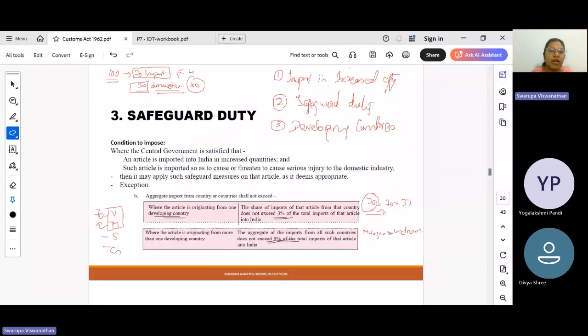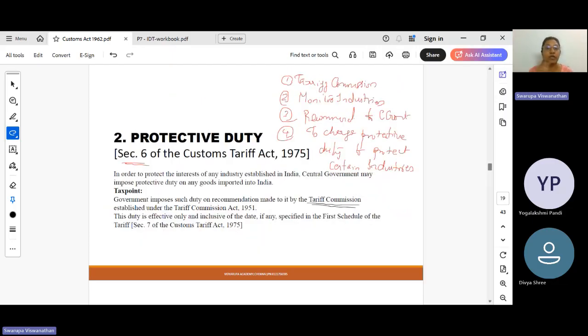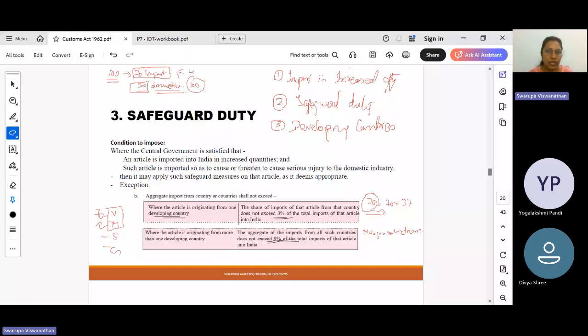Next, we have safeguard duty. Safeguard duty, when the central government is satisfied that an article is imported into India in excessive quantity and such article is imported so as to threaten or cause an injury to the domestic industry. So protective duty is a proactive step taken to protect an industry where they see a threat of excessive imports. Okay, safeguard duty is after happening of the event.